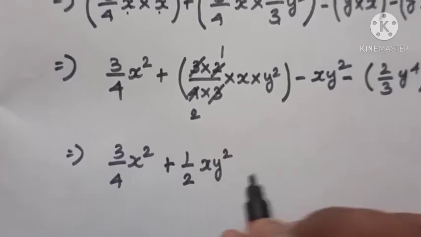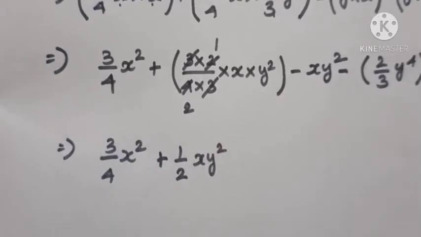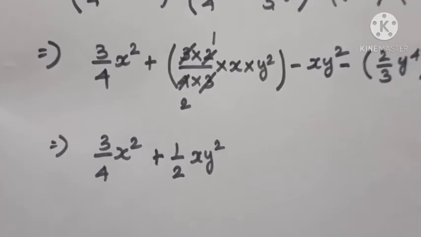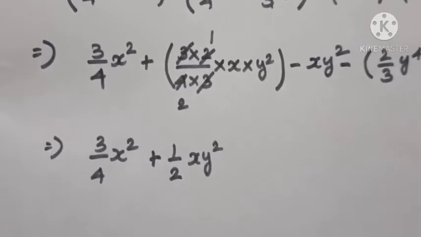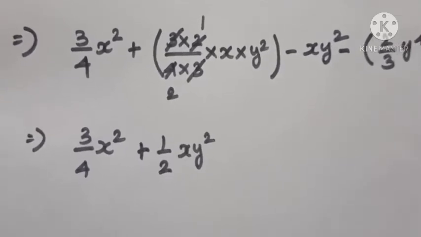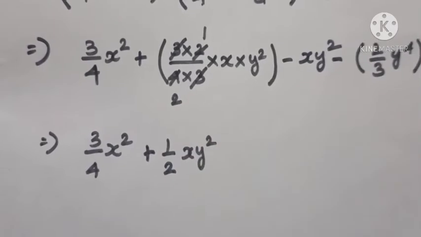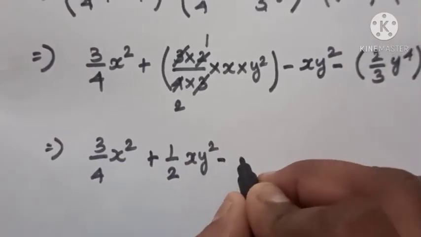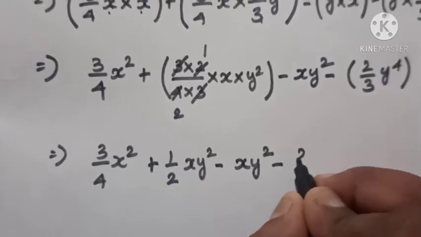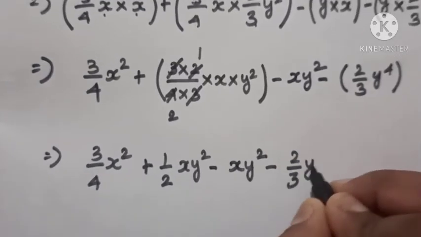Always, for the xy combination, you need to take x first and y second. Whether the power is low in x and high in y, you need to keep the order x y. So x y square minus x y square minus 2 by 3 y to the power 4.